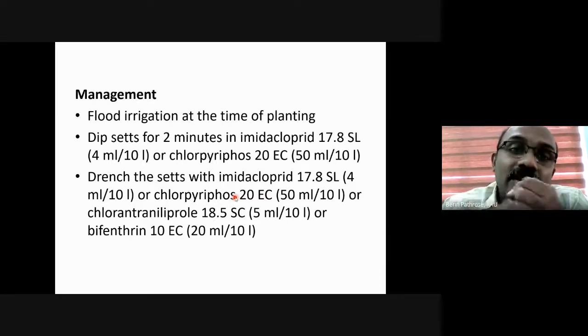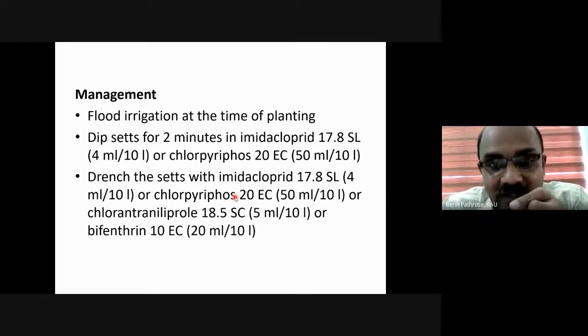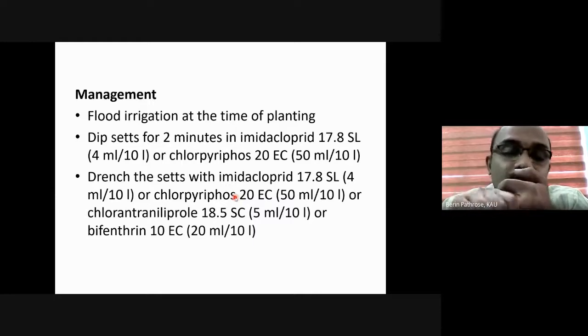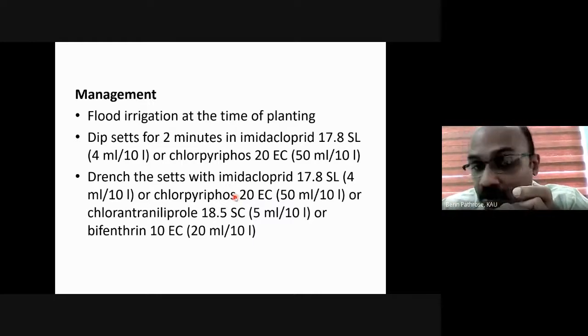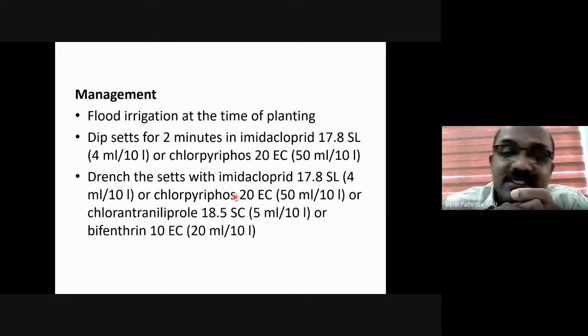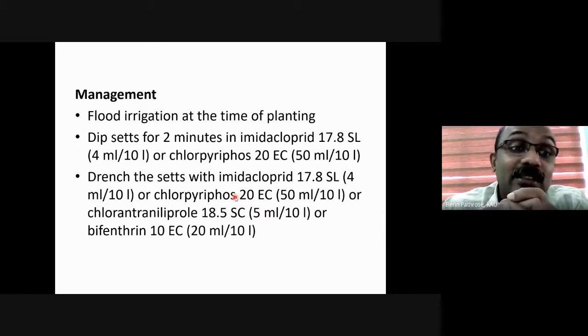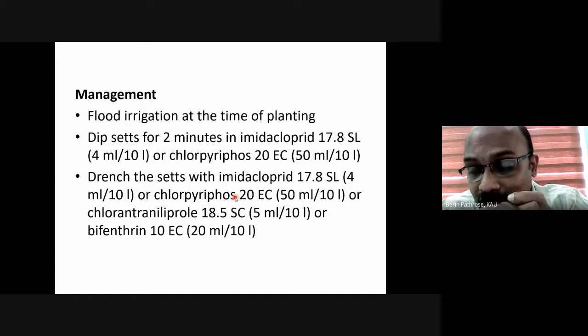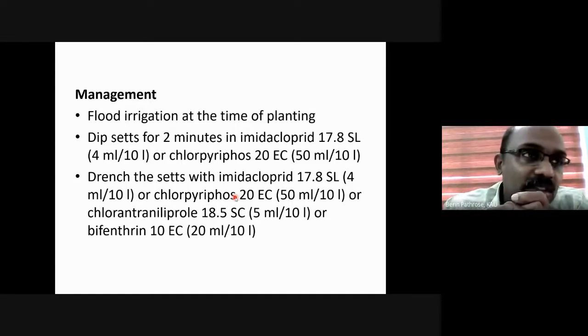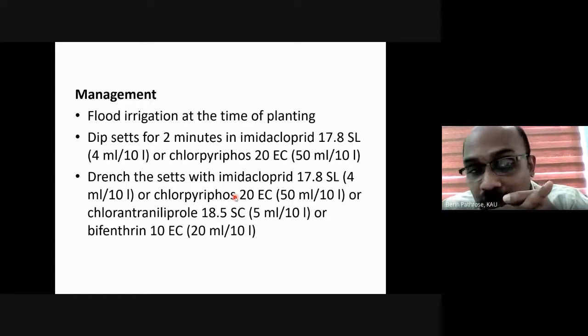And another thing is to go for set treatment. That means before planting, treat the set with insecticides. We can go for imidacloprid or chlorpyrifos. Remember the dose, it is slightly different over here. Imidacloprid is recommended for set treatment at the rate of 4 ml per 10 liter. And chlorpyrifos is recommended at the rate of 5 ml per liter, that is 50 ml per 10 liter.